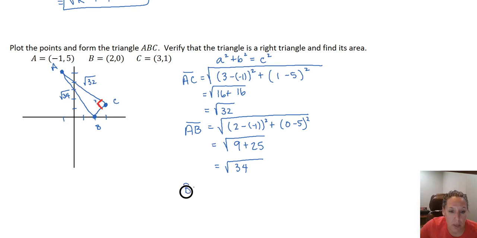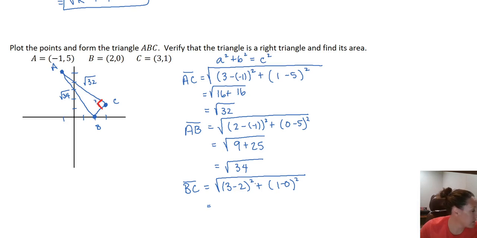So B to C is going to have a distance of 3 minus 2 squared plus 1 minus 0 squared. 3 minus 2 is 1 squared.